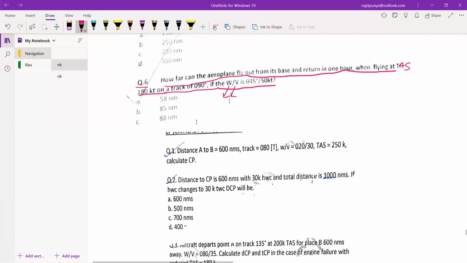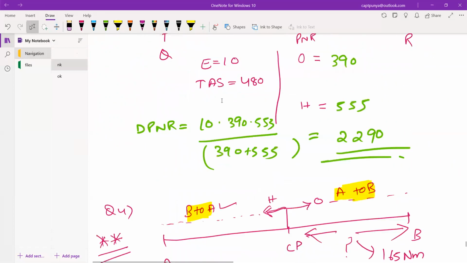So guys, when you have to solve questions like this, the first thing is to identify. Now, the aeroplane can fly out from its base and return in 1 hour. Obviously it is a question of point of safe return, because what is point of safe return? It is the point up to which an aircraft can fly and return back to its home base with its reserve intact. So obviously this is a question of the point of safe return. So let us solve question number 6.